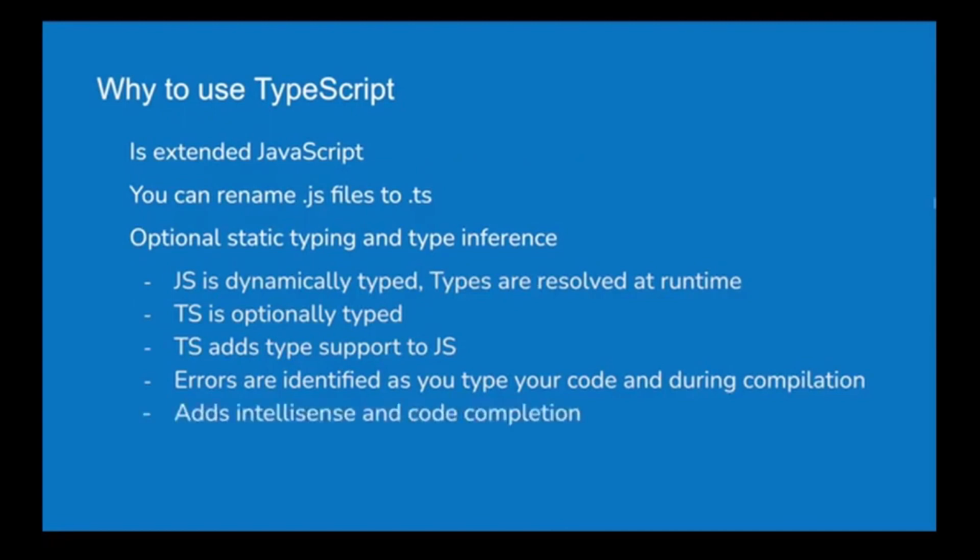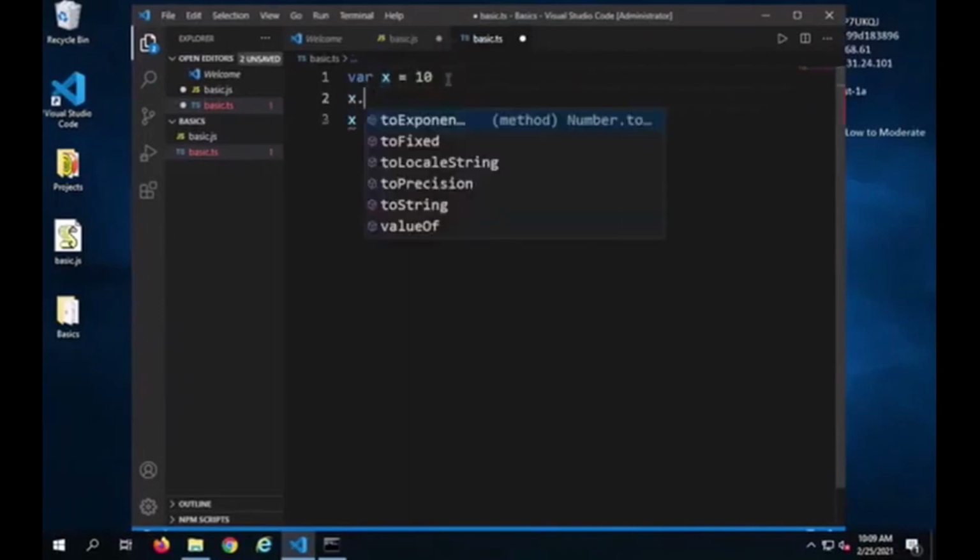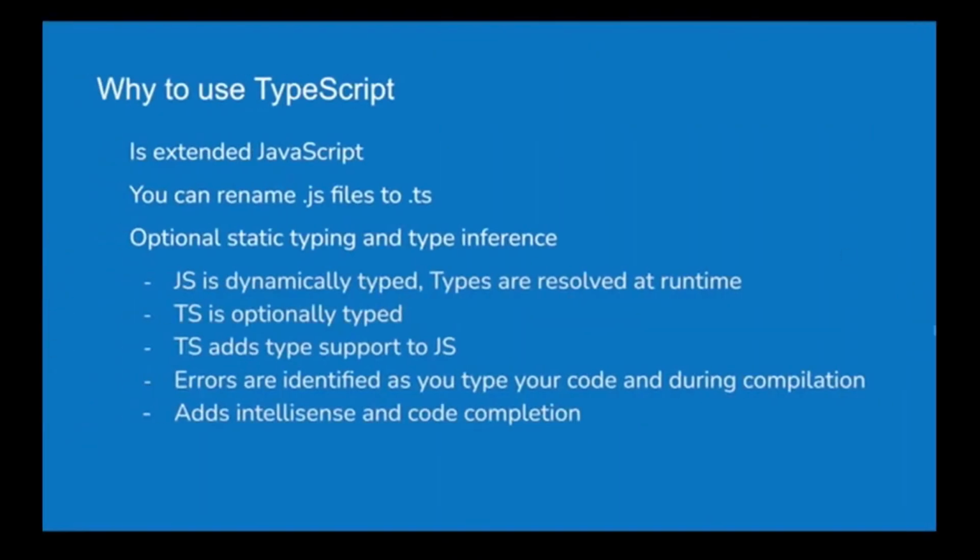It also adds IntelliSense and code completion. This is because now we know that x is a number. So as I say x dot, it will give me all the code completion and IntelliSense for the number data type of JavaScript. Therefore we have very good support in terms of IntelliSense and code completion, and therefore it makes our code more efficient and less error prone.